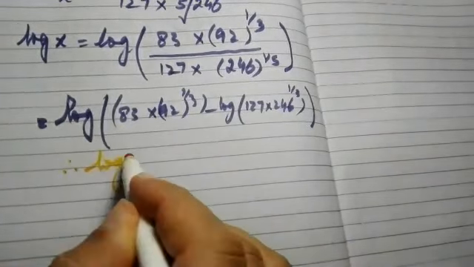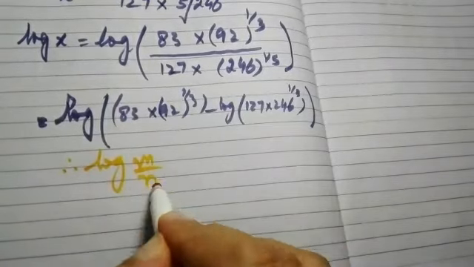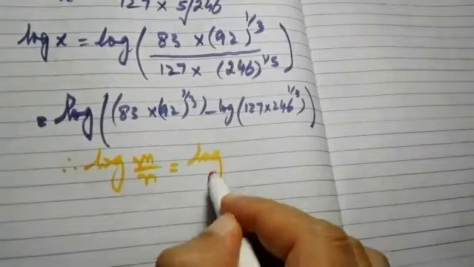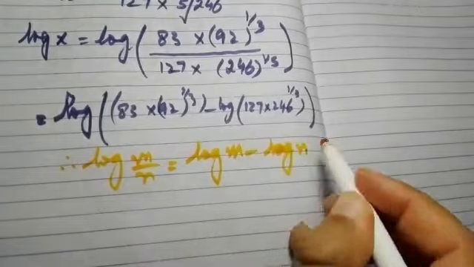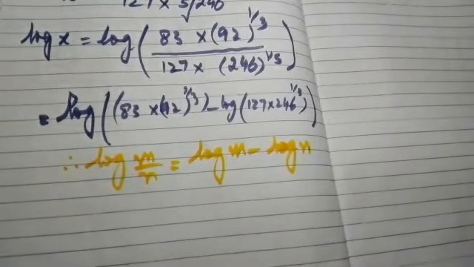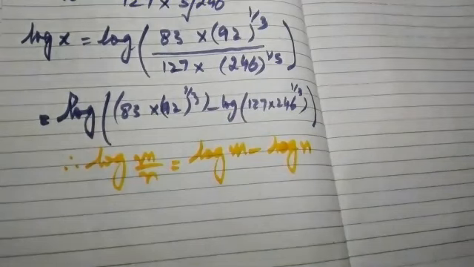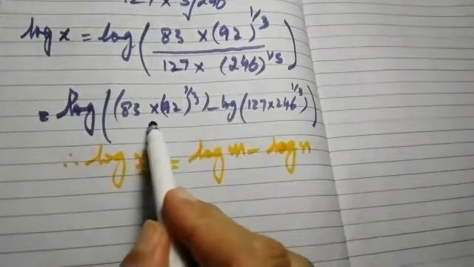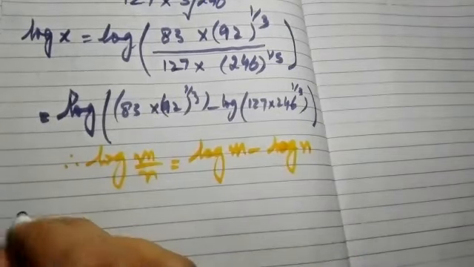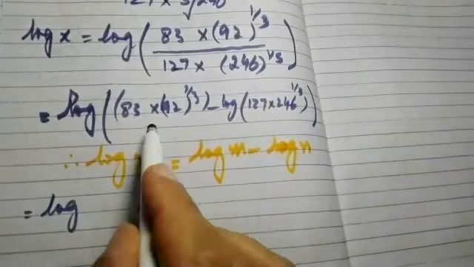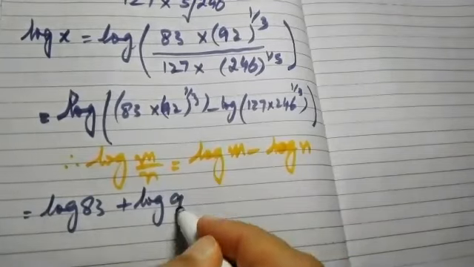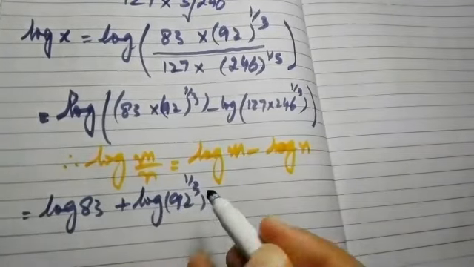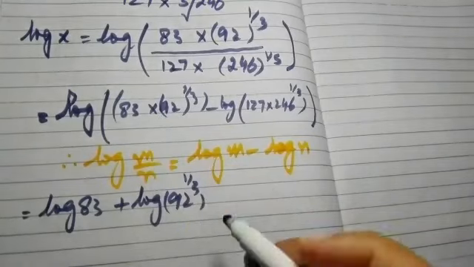This is the second law's reference, that any two numbers which are written with log in fraction form, convert them as a difference of logarithms. Now every part in the numerator and denominator is in the form of a product. You can see that. So we will first convert this product as a sum of logarithms: log 83 plus log 92 raised to power 1 by 3. This is in the very first part.